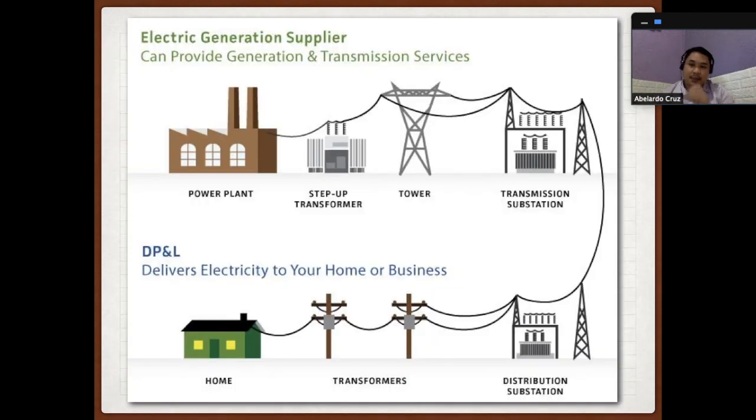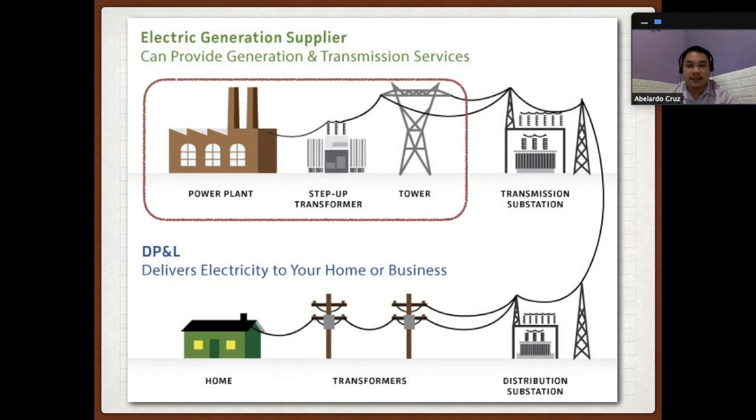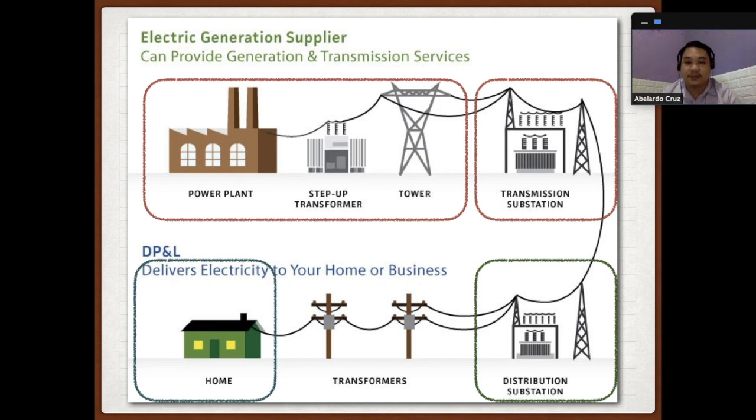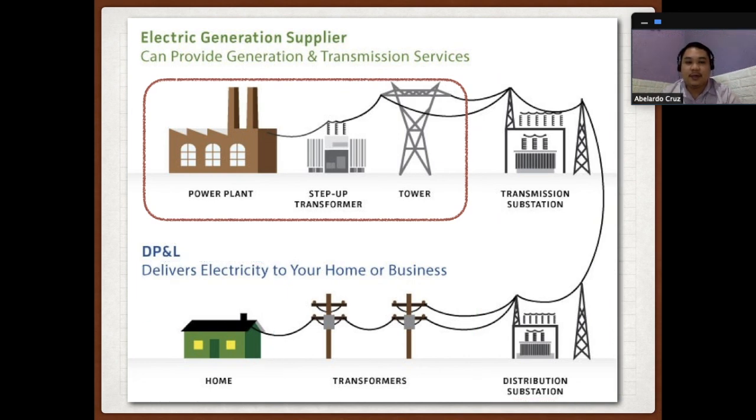So now, here, we usually have these power plants. And this can be mainly divided into segments. We have these power plants, transmission substation, distribution substation, and of course, until it will be delivered to our respective houses. Let's focus first on the power plants.